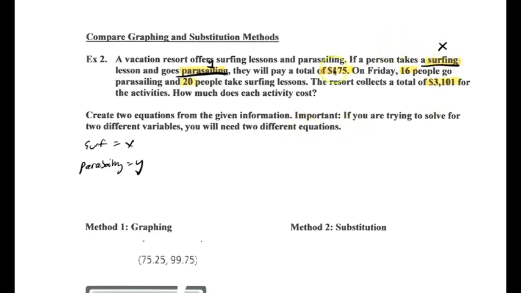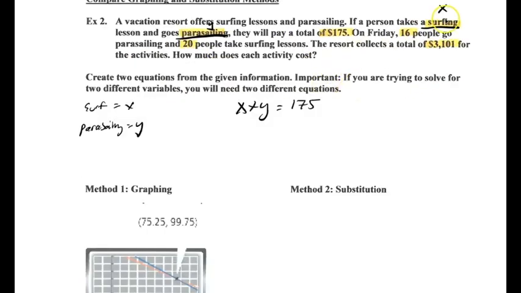So they tell us that if you go surfing and you go parasailing, it costs a total of 175. That's our first equation: x plus y equals 175. And then if 16 people go parasailing and 20 people take surfing lessons, the total will be 3,101. Now keep in mind, surfing's x. If 20 people do x, 20 people do surfing, and 16 people do y, it's going to cost $3,101. So those are our equations.